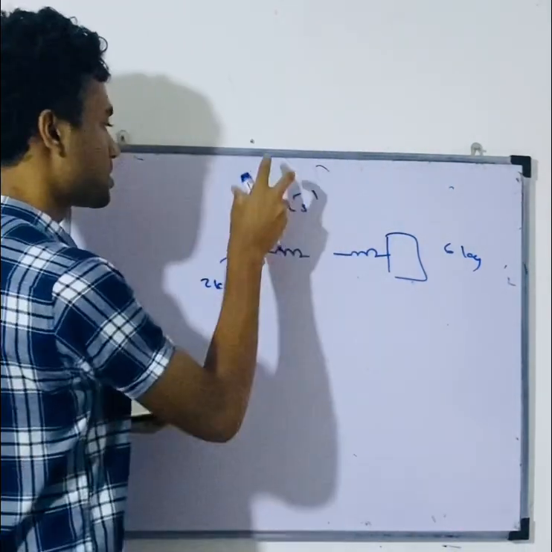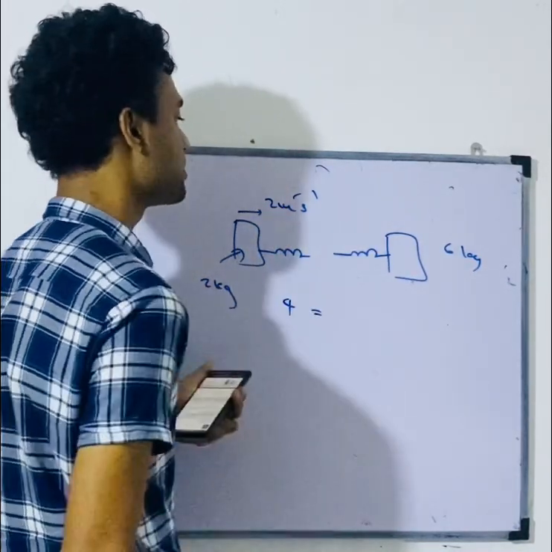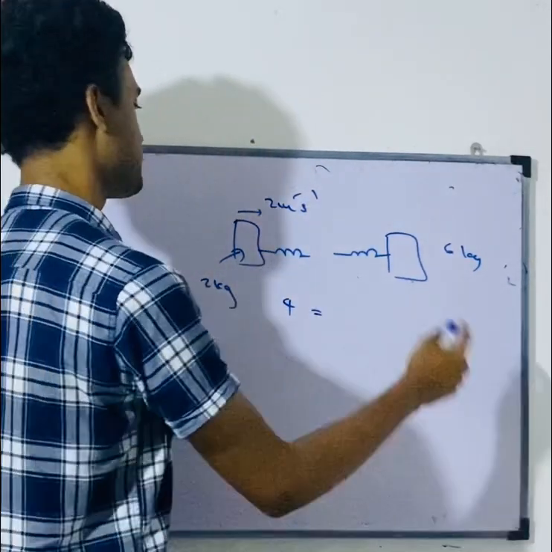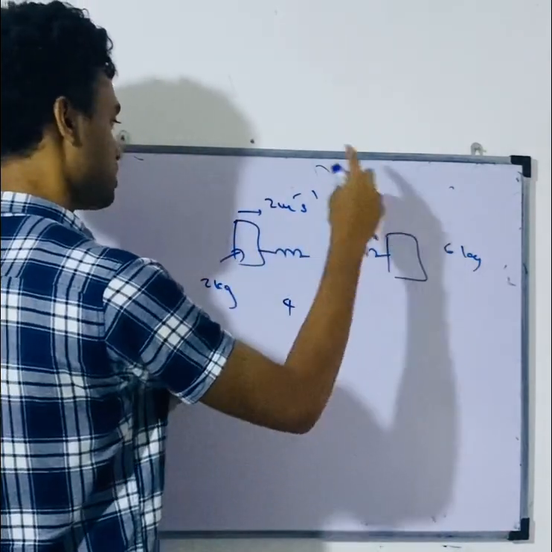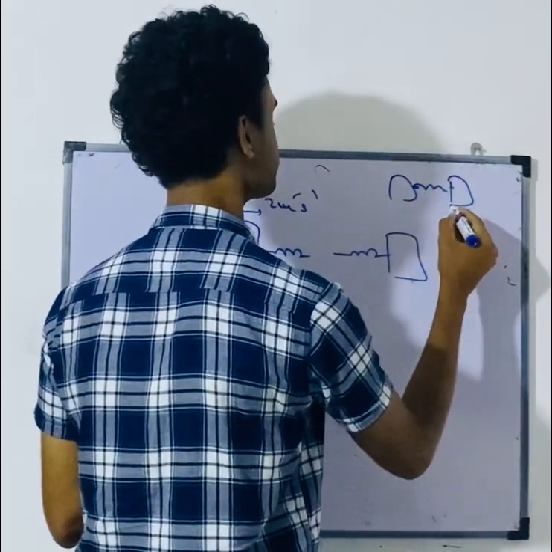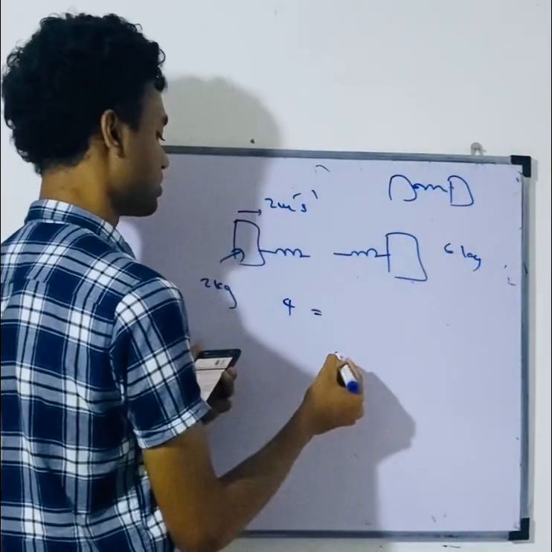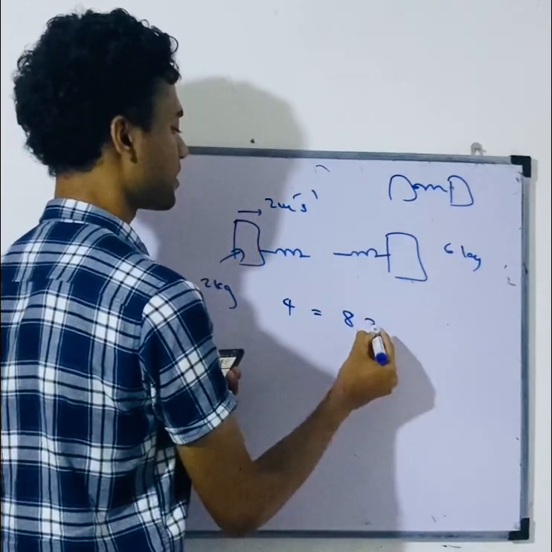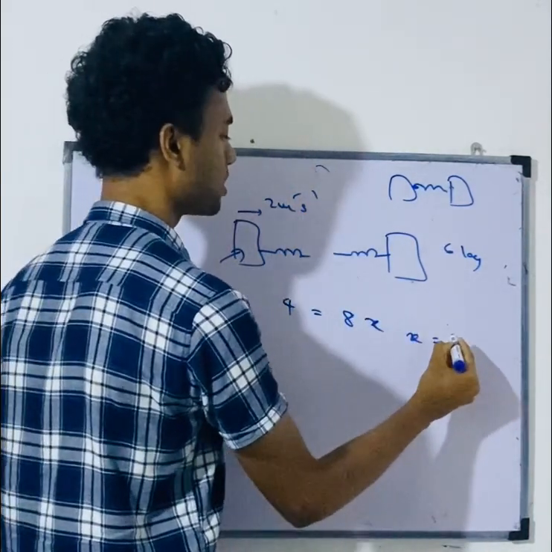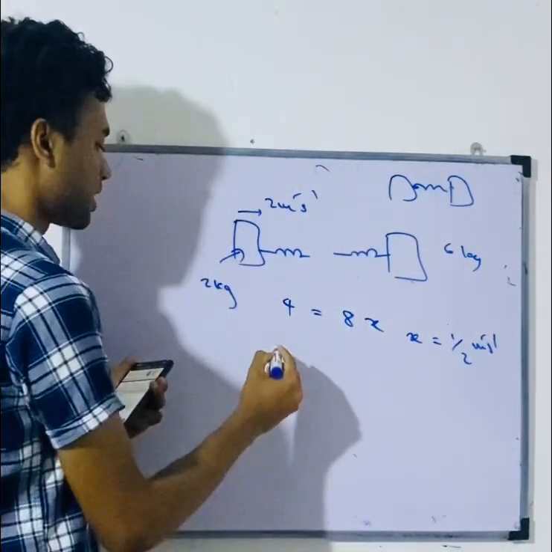So what's the initial momentum of the system? 2 times 2, 4. That should be equal to the final momentum of the system. What's the final momentum? The total mass finally, when they strike, is 2 plus 6 kg, which is 8 kg. Velocity is x. So 4 equals 8x, so x is going to be equal to half meters per second.